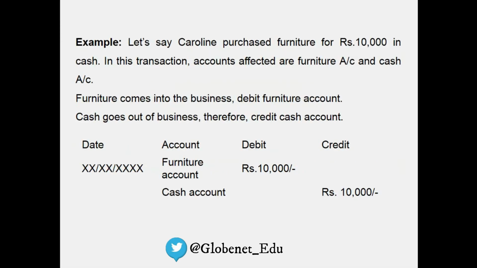For example, Caroline purchased goods or furniture for rupees 10,000 in cash. In this transaction, accounts affected are furniture account and cash account. Furniture comes into the business, debit. Cash goes out of the business, therefore it is credit. So the entry goes like furniture account debit rupees 10,000 to cash account credit rupees 10,000.